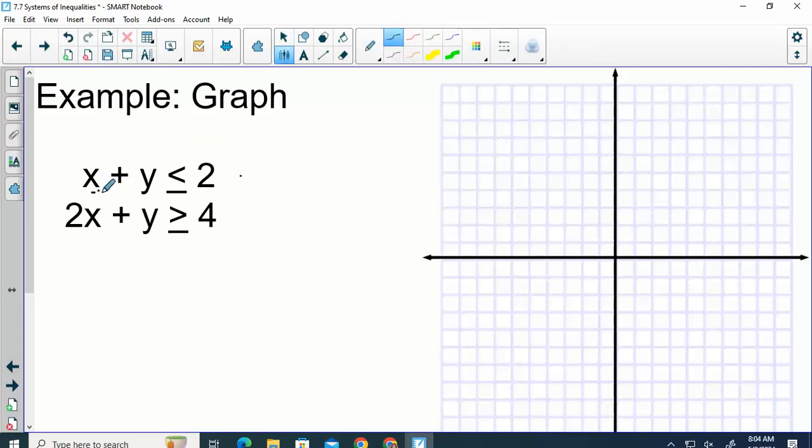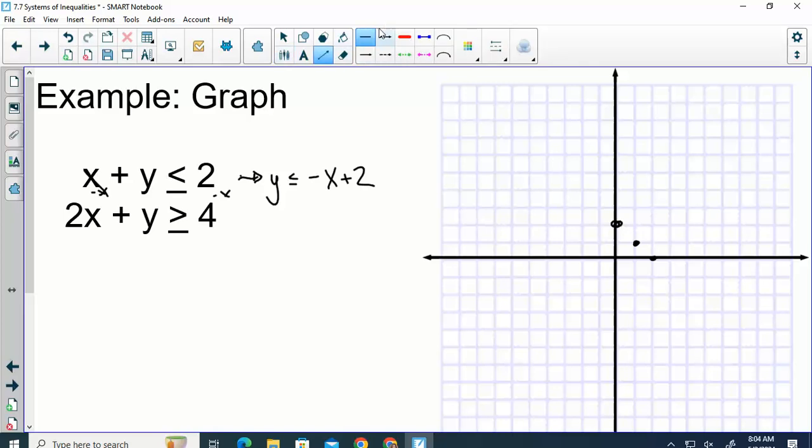So this one we can subtract our x. So that gives us y is less than or equal to 2 minus x. Or you could write that as negative x plus 2 if you prefer. So we can see it's just a line, y-intercept of 2, slope of negative 1, so down 1 over 1. And that would be a solid line because we have the equal to.